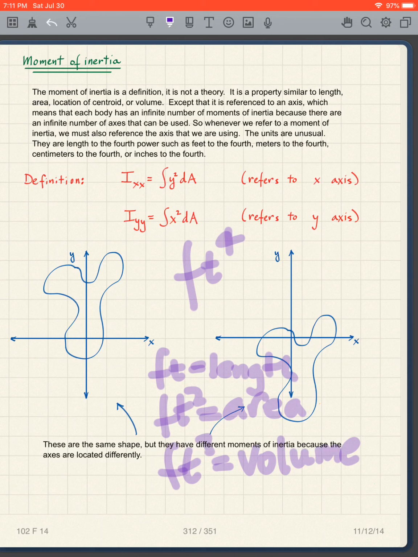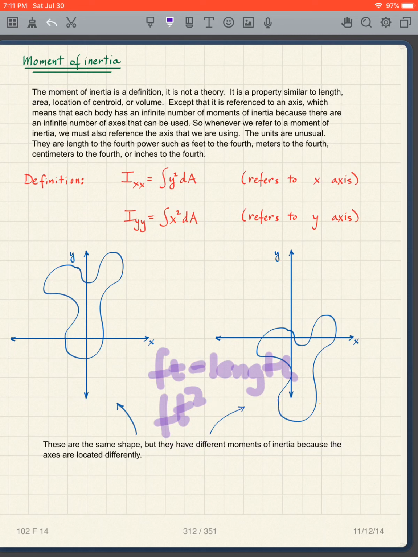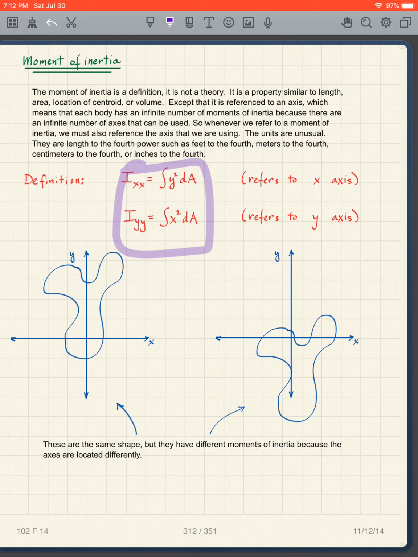So that sort of illustrates what I'm saying: don't think too much about the meaning of moment of inertia. You want to know how to calculate it, and you want to know what makes it bigger, what makes it smaller. That's good enough. Okay, I have created these definitions, but I haven't quite explained what exactly they are. But I want to point out that moment of inertia is a property, in a sense, similar to length, area, location of centroid, volume. In other words, it's a property.